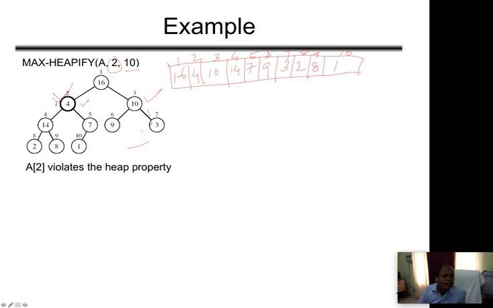Now, as I have already told, 14 will go here and 4 will go here. That means here it will be 14 and here will be 4. Again, the heap property is violated, because A2 is violating the heap property. So we exchange A2 with A4, because the index is 2 here and 4 here. A2 is exchanged with A4.